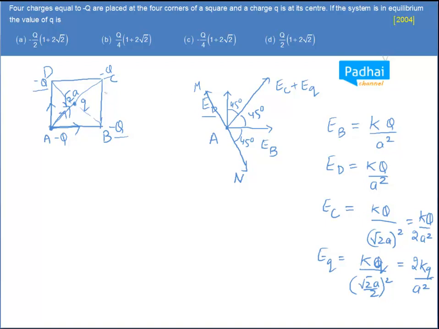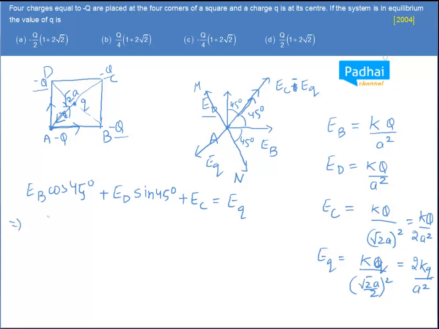One minute, I just told you something. This will be EC minus EQ. It will not be EC plus EQ, because Q has to be positive, because due to Q the electric field will be in this direction, right? So that means EB cos 45 plus ED sin 45, which are the components along the diagonal, plus EC should be equal to EQ, right? Because all these are in this direction. It's only the electric field due to EQ which will be in this direction, right?